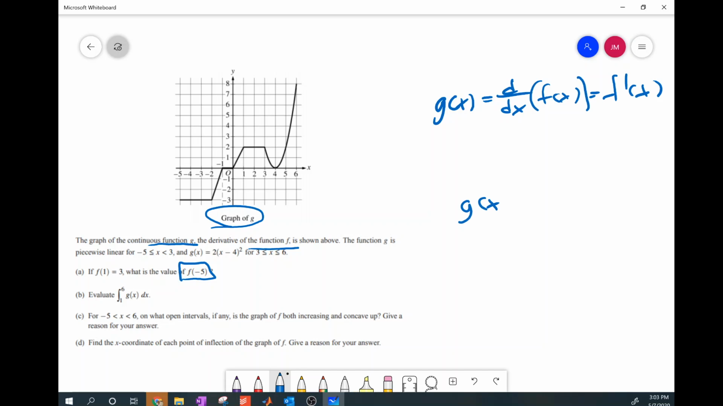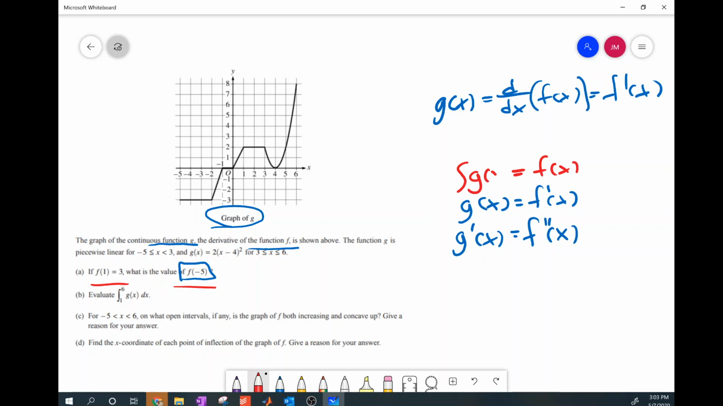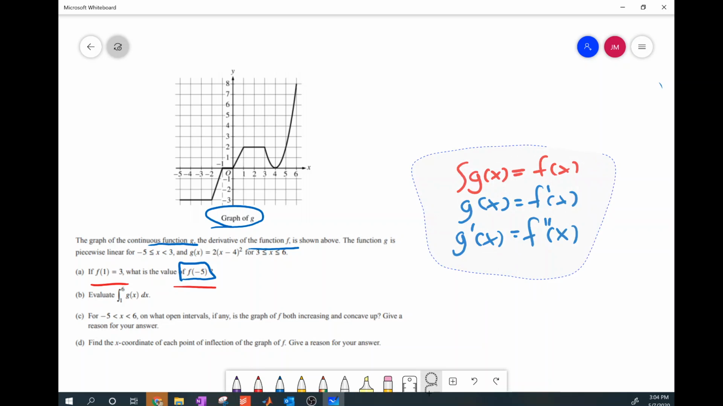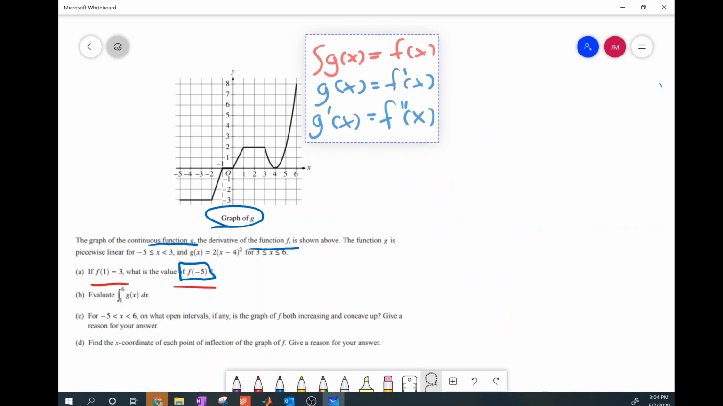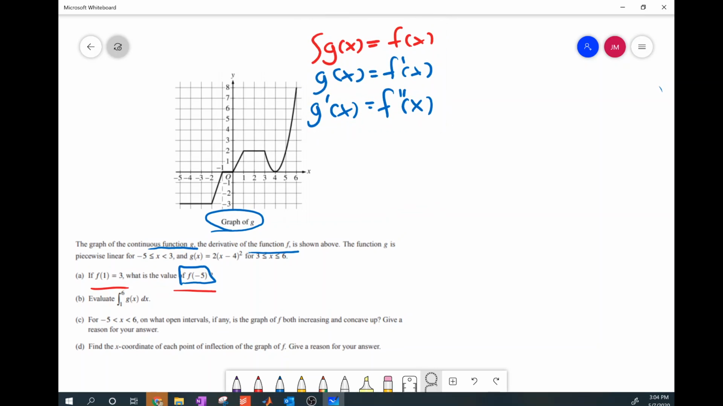So if g of x equals f prime of x, we can go ahead and say then that g prime of x equals f double prime of x. And now if we wanted to go backwards, we would have to say that f of x, because that's what they're asking for, f of 1 and f of -5, f of x is going to be the antiderivative of g of x. And this little table here is going to be very helpful and important for solving almost all of these questions. So we're going to keep it over here so we have it for later.